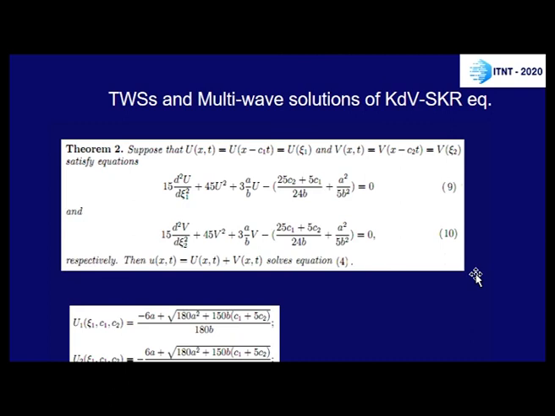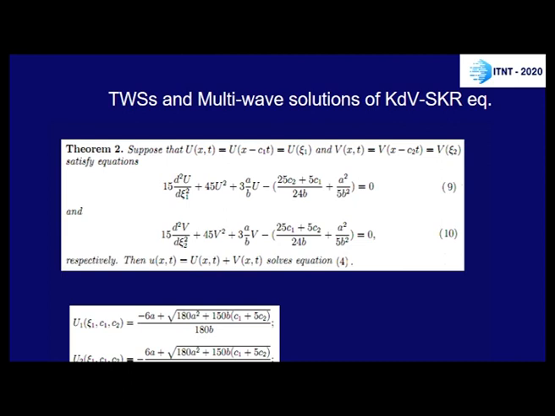If U(ξ1) and V(ξ2) satisfy equations 9 and 10 respectively, then U plus V solves the KdV-SK-R equation. This is the main theorem. We know equation 9 is a first order nonlinear differential equation. By bifurcation analysis, we can find all the solutions of equation 9. Similarly, we can find the solutions of equation 10.